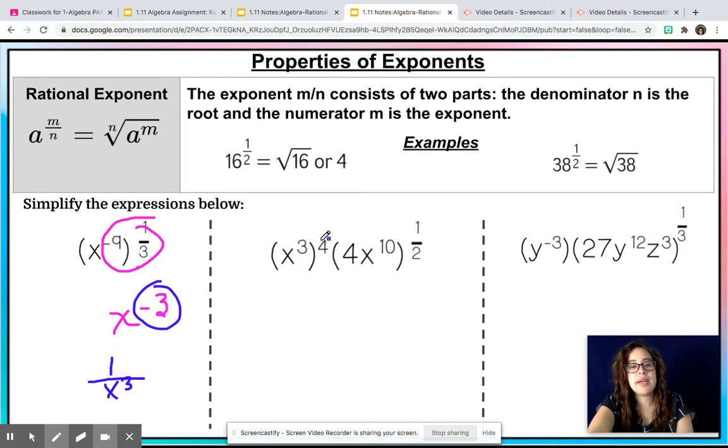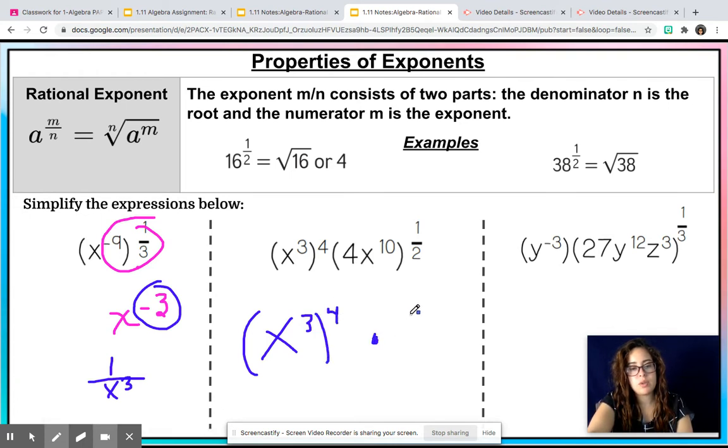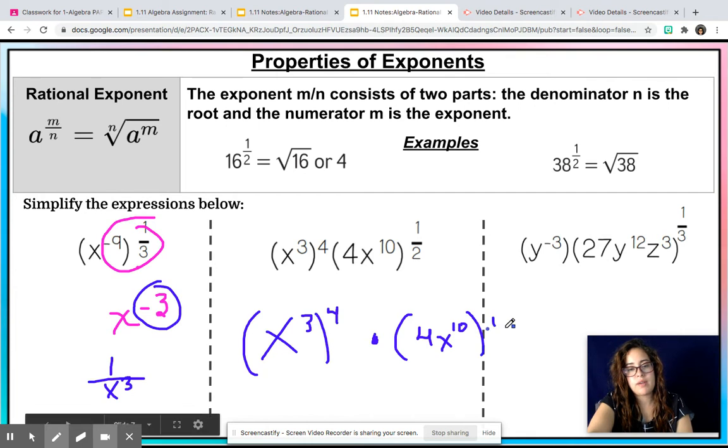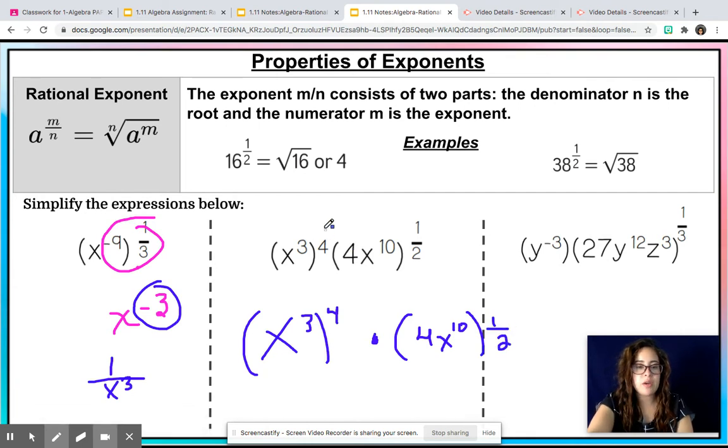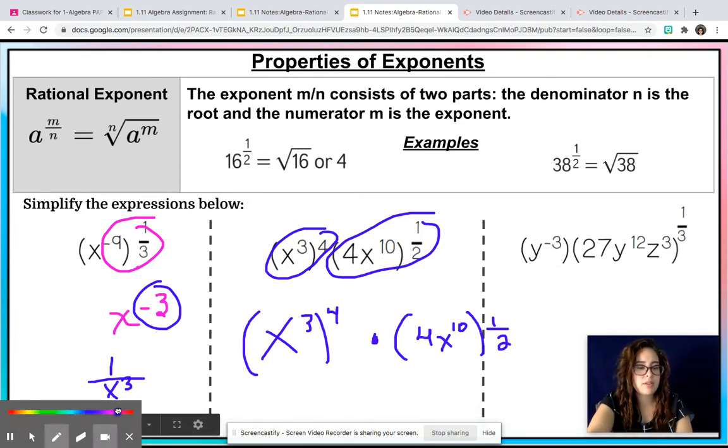Okay, so now let's go ahead and basically factor out what we see here. So I got x^3 raised to the 4 times this whole other thing, 4x^10, which is raised to the 1/2. This helps me know that this exponent outside of the parentheses belongs here, and this exponent out here belongs to this parentheses here. And just helps me keep organized.